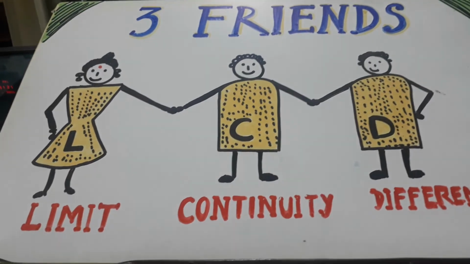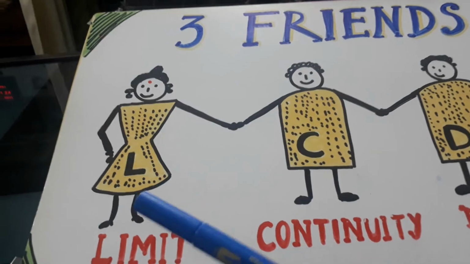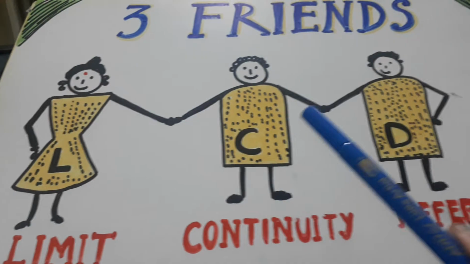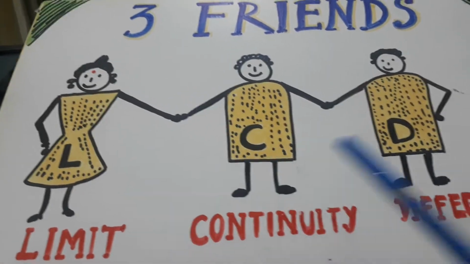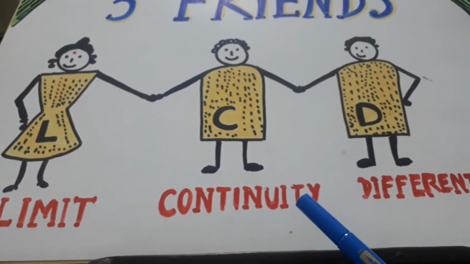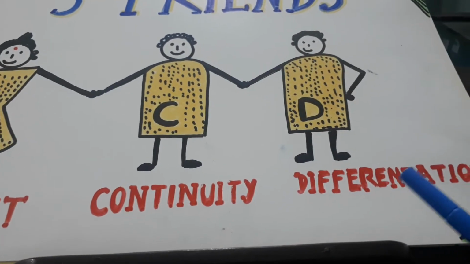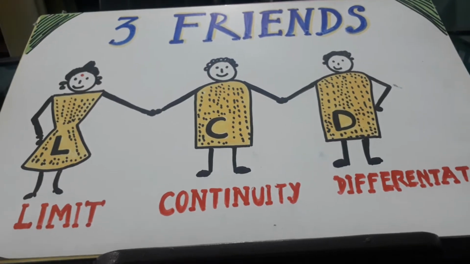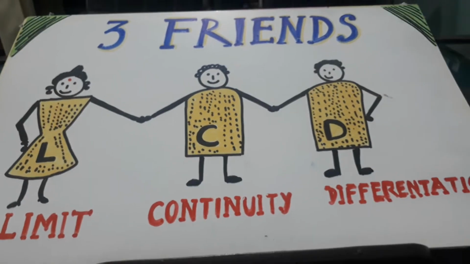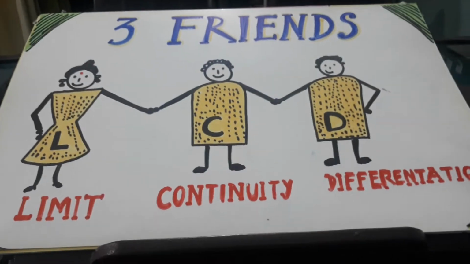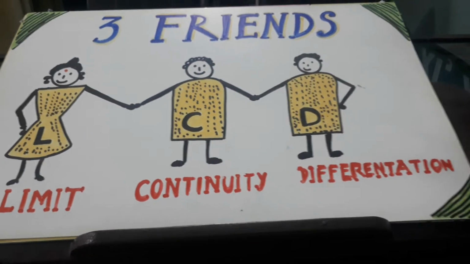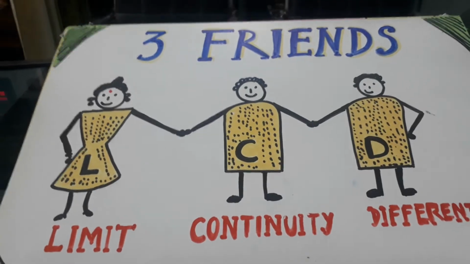3 friends. Look here. She is L, C, D. LCD. L stands for limit, C stands for continuity, D stands for differentiation. I told you before we go ahead with the calculus, we have to meet these 3 friends: limit, continuity and differentiation. Now let us start with the limit.